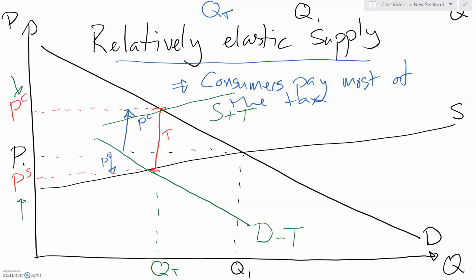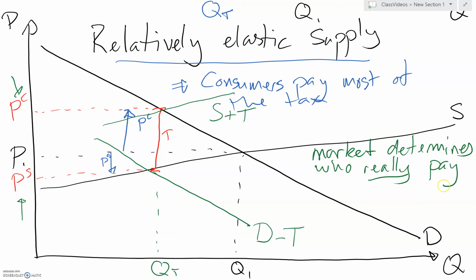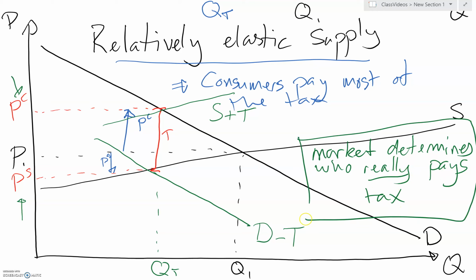Okay, so it doesn't matter which side of the market the government taxes, we're still going to get the same quantity and price consumers pay and price sellers receive, but what happens here is the market determines who really pays the tax. I'm going to write this down. The market determines who really pays the tax.